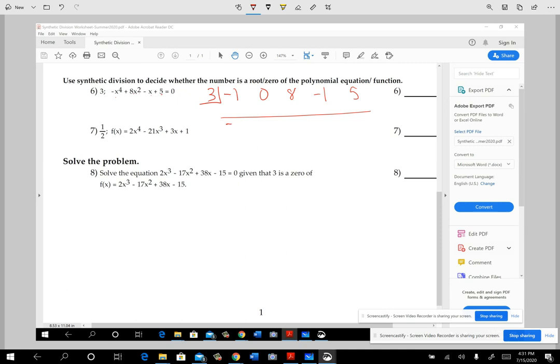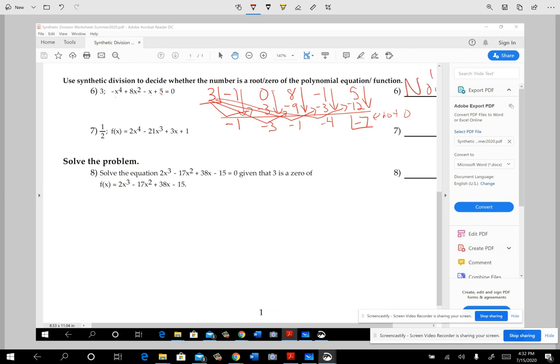So I'm going to bring down the first number, multiply, get -3, and then add straight down, get -3, multiply, get -9, add straight down, 8 and -9 is -1, multiply, get -3, add straight down, get -4, multiply and get -12, add straight down and get -7. Okay, because the remainder was not 0, your answer to this question is no.